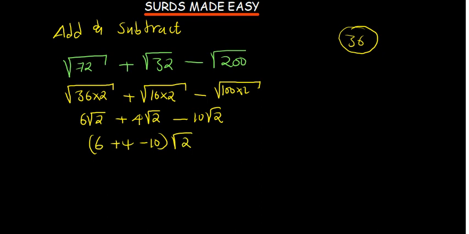So 6 plus 4, we know that is a what? Is a 10. Minus 10, that is a 0. So this is going to be 0 square root of 2. And you know 0 multiplied by anything is always 0. That means this is going to give us a 0. If you have got your calculator, try square root of 72 plus square root of 32 minus square root of 200. It will give you 0. So this is how you work it out. If it didn't give us a 0, for example, if it gave us a 3, the answer would just be 3 square root of 2.